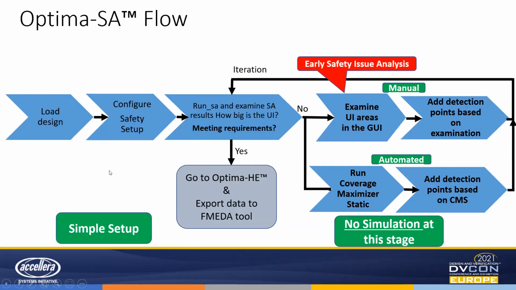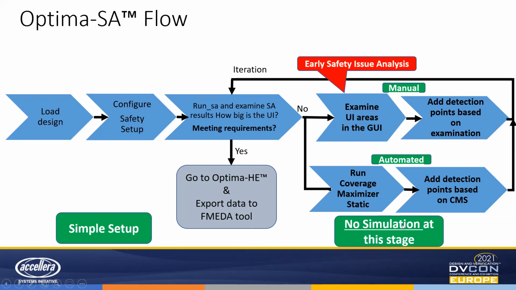So this is the flow which we discussed. Load the design, set up the safety setup, and run the Optima Safety platform with the static analysis. Once you have the result, you can export it to the tool. Or if you're not satisfied with that, examine the UI area first, which is the unsafe invisible. Add the detection points or design a new safety mechanism, close this loop.